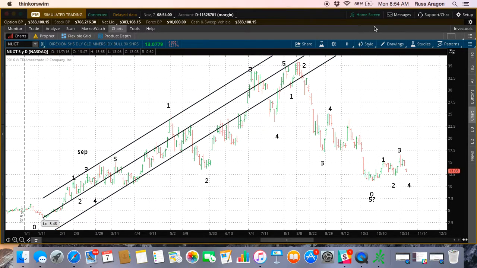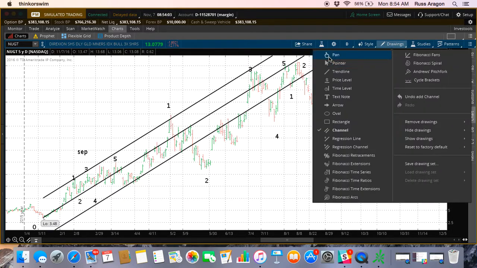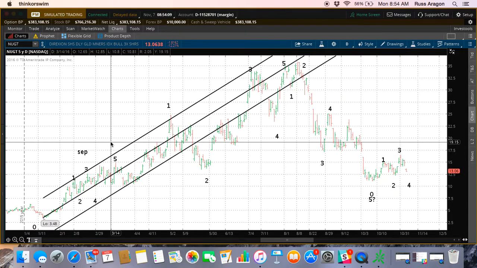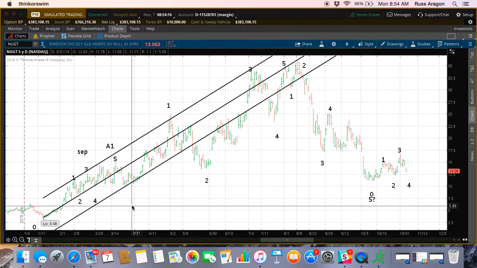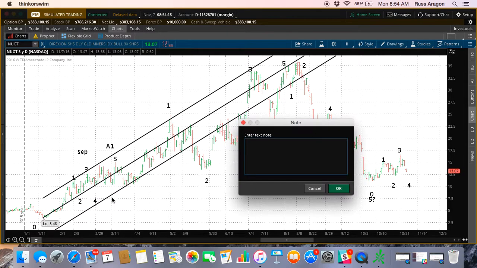This is our action line up here. This is what Doc learned from Roger Babson, action reaction. It's based on Newton's third law: for every action, there's an equal and opposite reaction. So this is A1. This is our action line. This is R1. This is our reaction line.